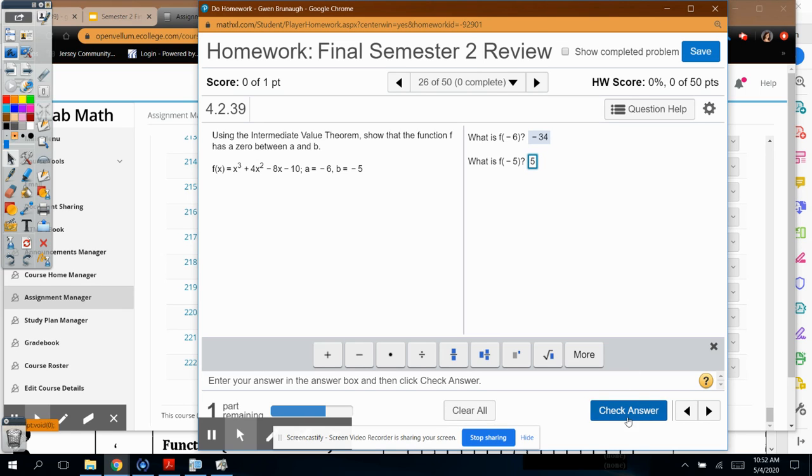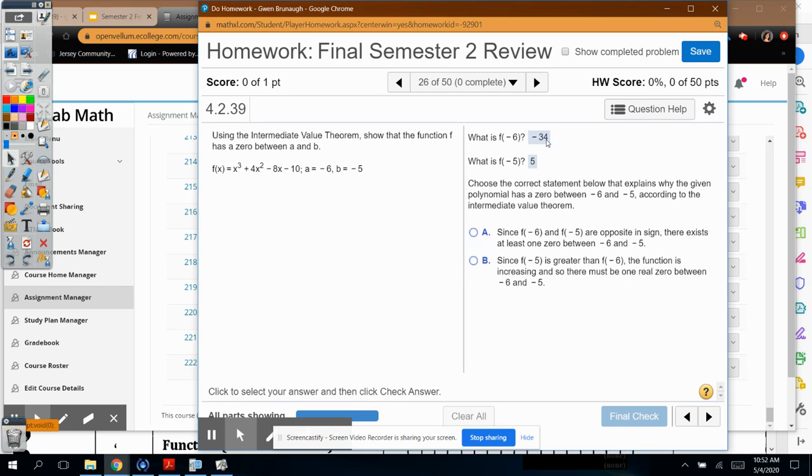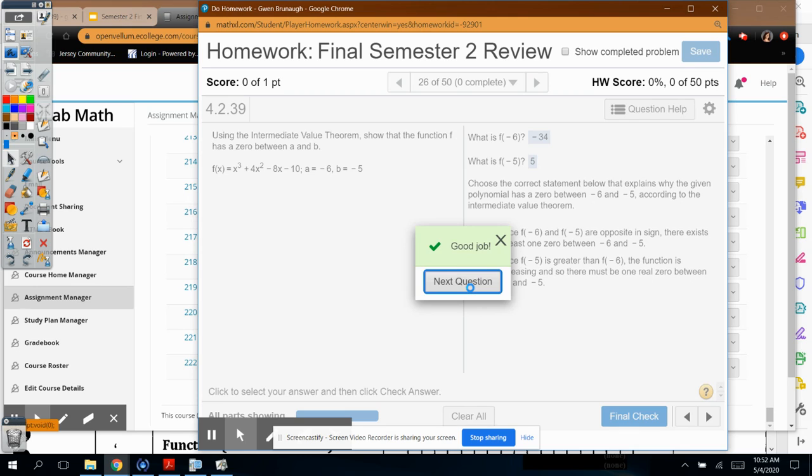And the rule is this. If you have one negative and one positive, then the answer is yes. And if they're the same sign, then it's no. So it's because they're opposite signs that there has to be a 0. So that's the rule if they have opposite signs. Good job. Okay.